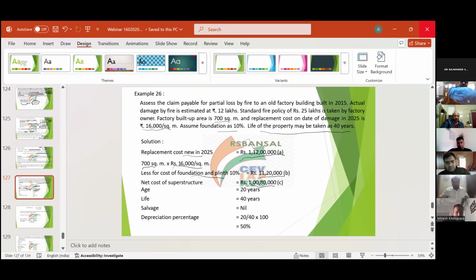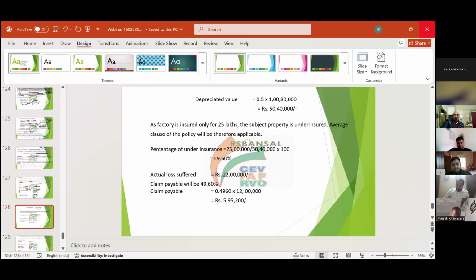Age is 20 years, life is 40 years. So you calculate depreciation as 20 upon 40 into 100. Generally in case of insurance, salvage value is not taken into account. We assume that everything will be reduced to ashes in case of fire. So 50% is your depreciation percentage. You calculate the depreciated value, which comes out to be 50 lakh 40,000.